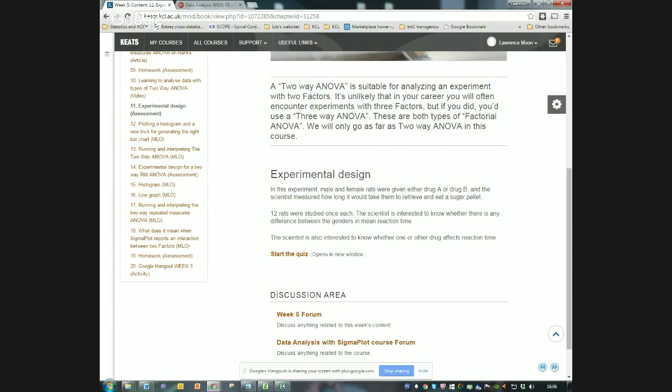And it says very clearly 12 rats were studied once each. So this isn't a repeated measures design. Each animal was measured just once. So this would be suitable for analysis using a two-way analysis of variance because you have two factors and things weren't repeatedly measured. Each subject was only measured once.